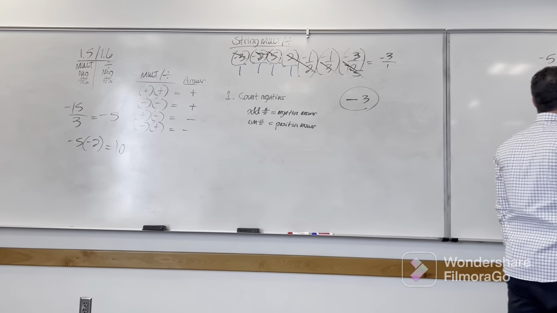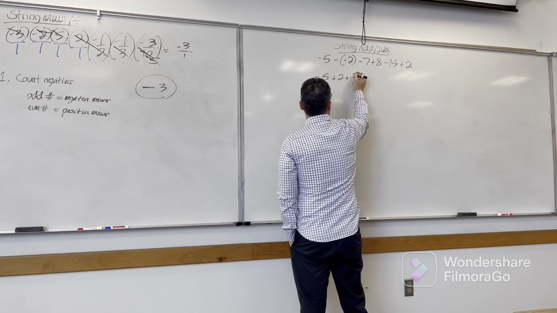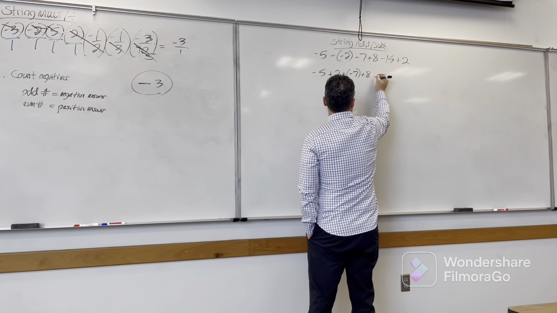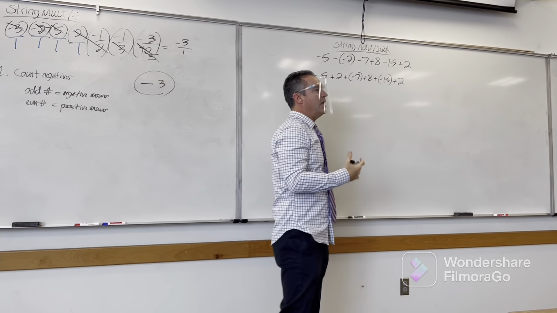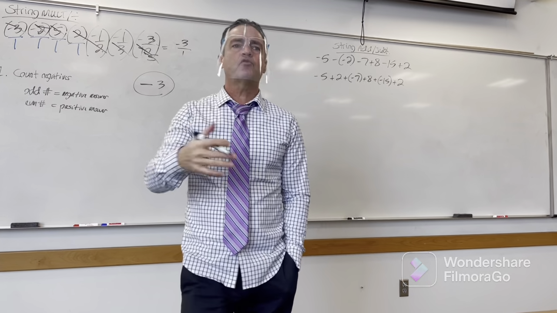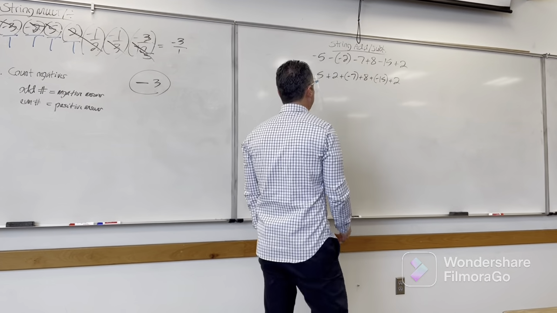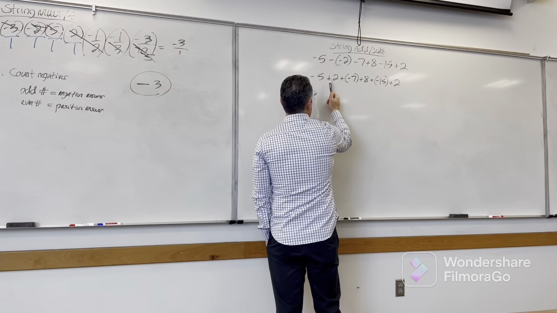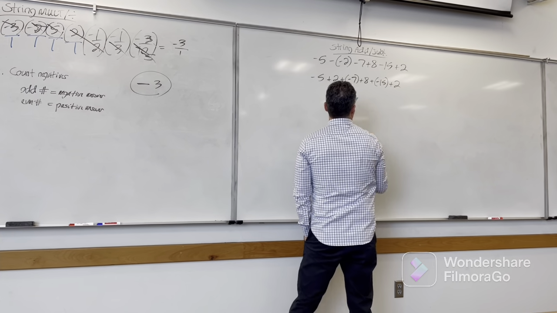First thing we do, convert all subtraction to addition. This should be negative 5 plus 2 plus negative 7 plus 8 plus negative 15 plus 2. Okay, so if you're not going to use a calculator, I'm saying convert all subtraction to addition. You see that? Powerful. Okay? Minus and minus becomes a plus. A single minus becomes plus a negative.